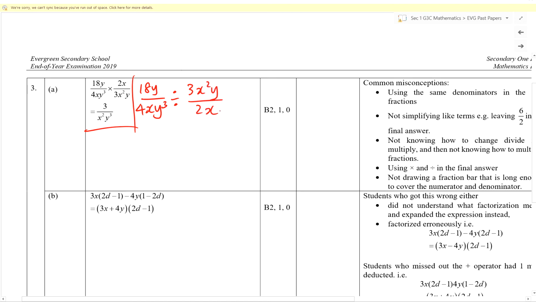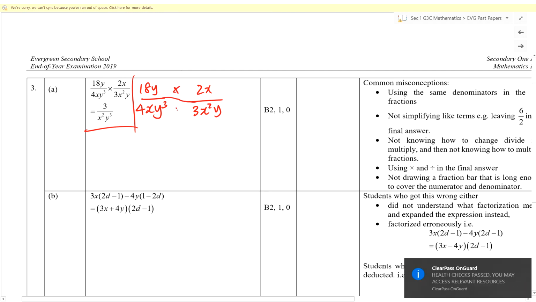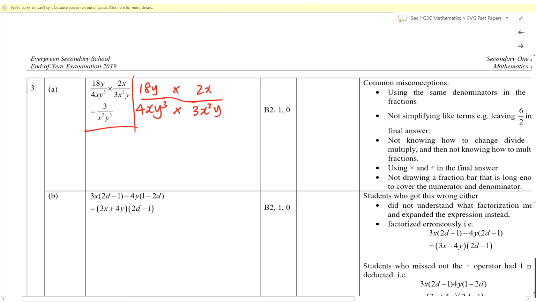So we have a fraction divided by a fraction. In our primary school, our teacher told us that we can change this to a multiply. Then we flip what is over here. So 2x over 3x squared y. Okay? Now, since we have a fraction multiplied by a fraction, we can actually combine them together and multiply numerator with numerator, denominator with denominator. So if you're uncomfortable with cancelling directly, split everything.